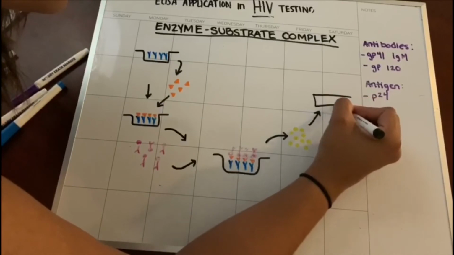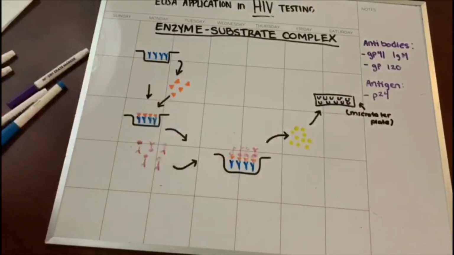Now this is a general idea to find out if the antibody is present in the serum. If the antigens react, the person will be positive for HIV.